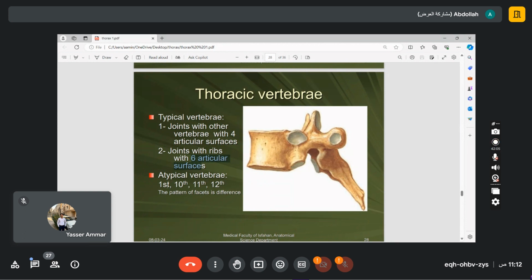Atypical vertebrae are the first, 10th, 11th, and 12th. It's important for the final exam. The first, 10th, 11th, and 12th vertebrae are atypical vertebrae. For example, in the final exam, I ask you which of the following vertebral bones is atypical? You say 1, 10, 11, and 12. This kind of division of the bones is according to the pattern.